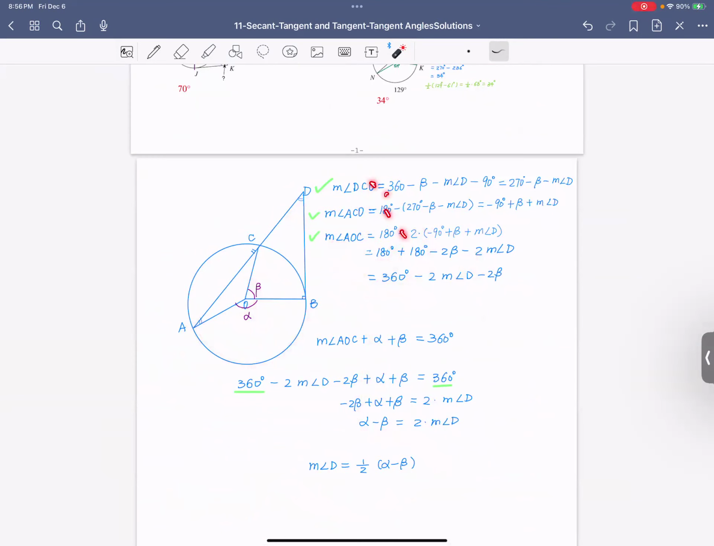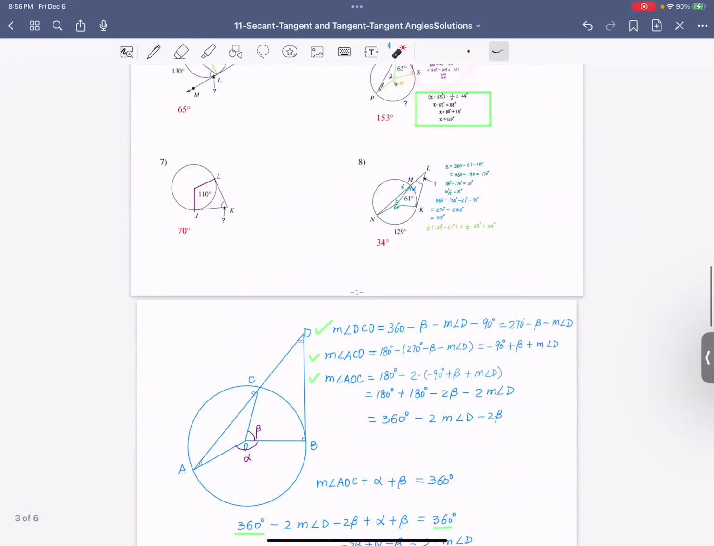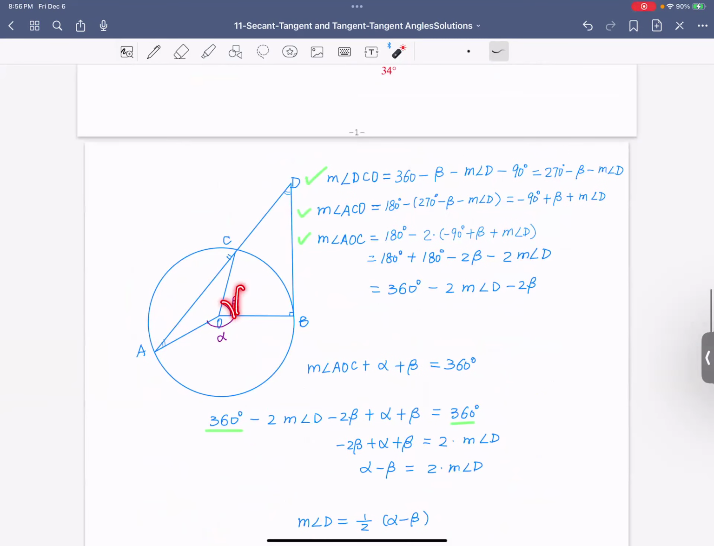This is a detailed work, just the same thing as we did here. Given angle beta is 90 degrees and angle D, use 360 minus beta minus D minus 90, and you get this. Then you solve this, then you do 180 minus this, and you solve here. And then these 2 are equal. This is 360, so you can solve alpha. You prove this minus this divided by 2 equals this.